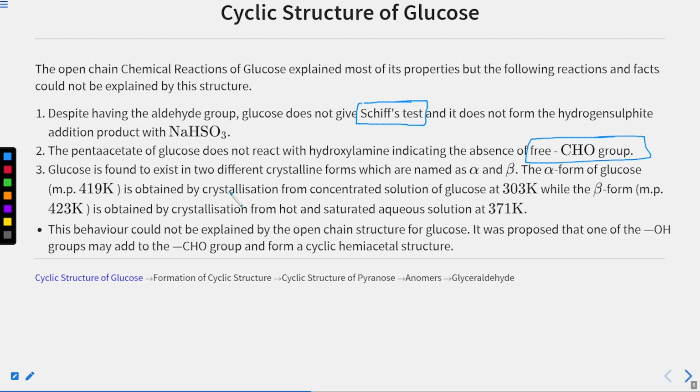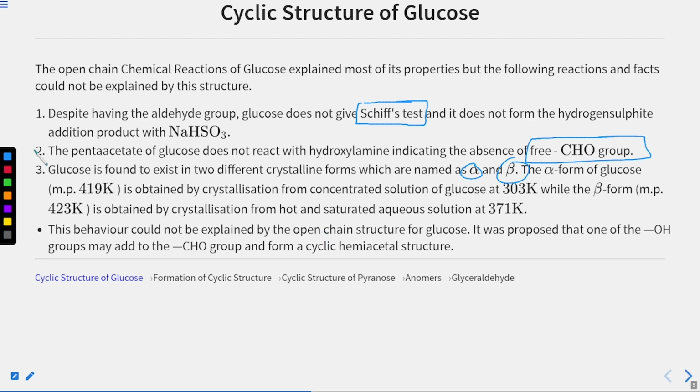Next, what was the evidence? The next evidence was that glucose exists in two forms. First is the alpha form and second is the beta form. Now, if I look at the structure of both the alpha and beta forms, then it has no sign of a free CHO group. You will see in a later slide that the CHO group is replaced by a hemiacetal group.